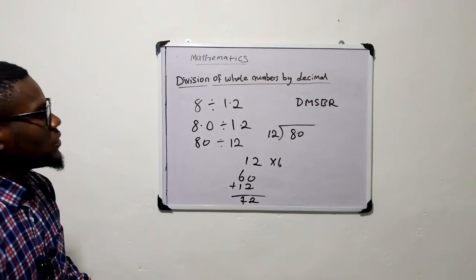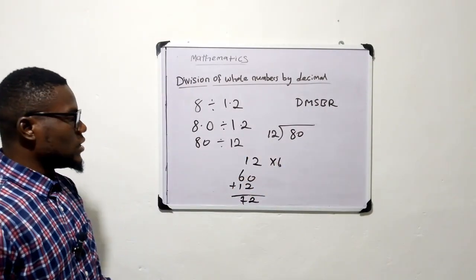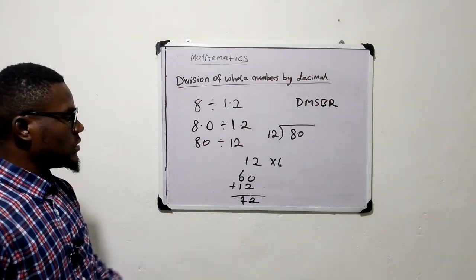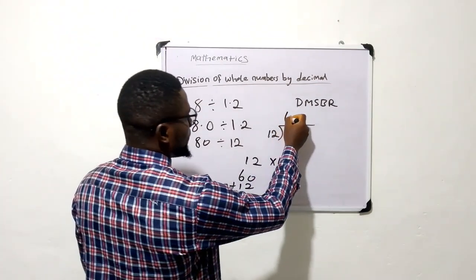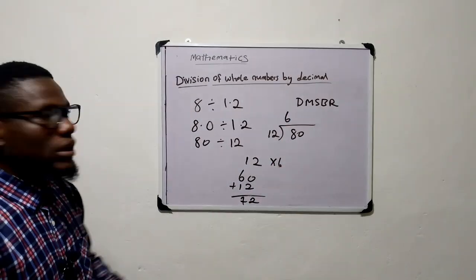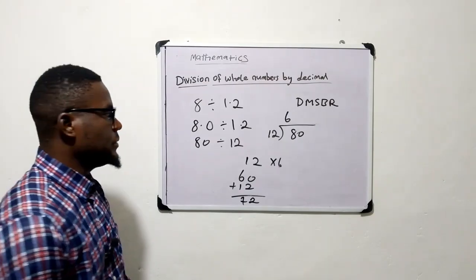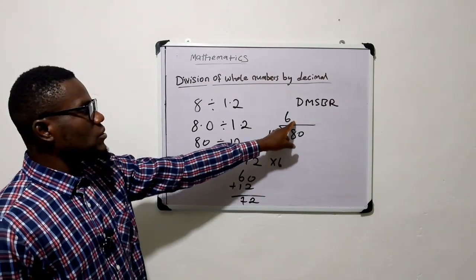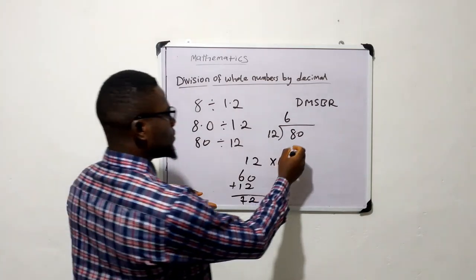So you can see that the answer is less than 80 here, the dividend. So we're going to go with it. So we have 6 here. Okay, we are done with division. Then let us multiply now. We'll multiply 12 by 6. We have what? 72.